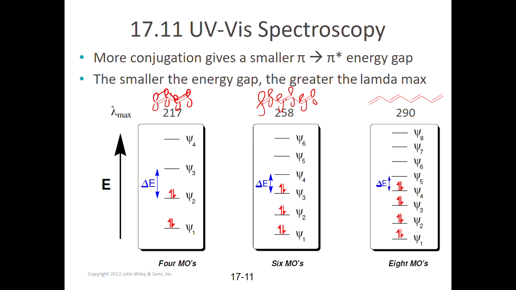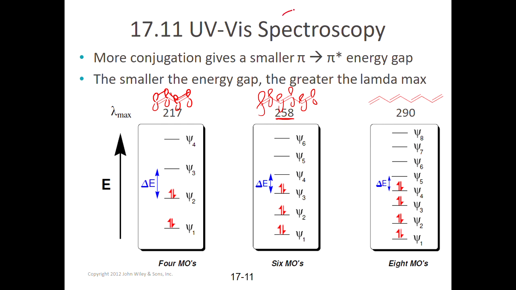So now I have 2, 4, 6 pi electrons, 3 pi bonds, 6 pi electrons. So those 6 pi electrons go in the lowest energy ones. And in order to excite that up, the energy of the light doesn't have to be as high. So it's a longer wavelength.